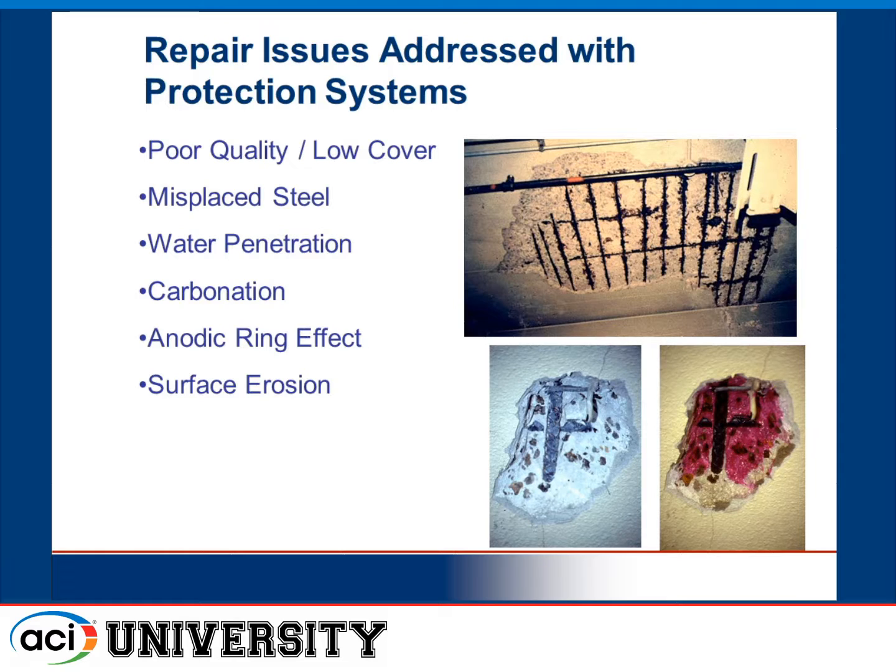In addition, other issues include anodic ring effect, and that occurs when repairs are conducted on a concrete structure that may already be contaminated with either chlorides or CO2. And by introducing a new mortar material or new repair material, which is not contaminated, you may be creating accelerated corrosion cells that take place on the exterior portion of the repair. Hence the name ring effect, because it takes place in a ring fashion around the repair. Those can also be addressed with protective systems. And of course, surface erosion, eventually damaging the surface of the concrete due to traffic or constant wear.